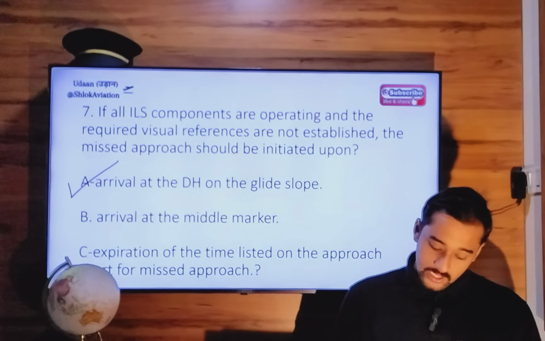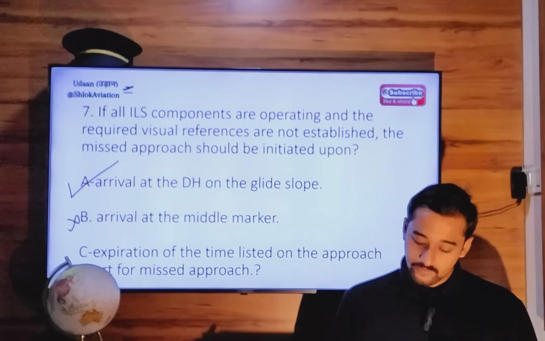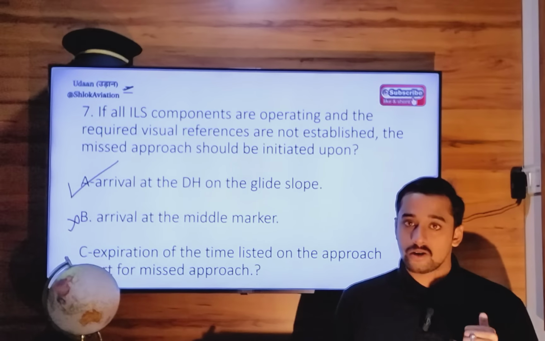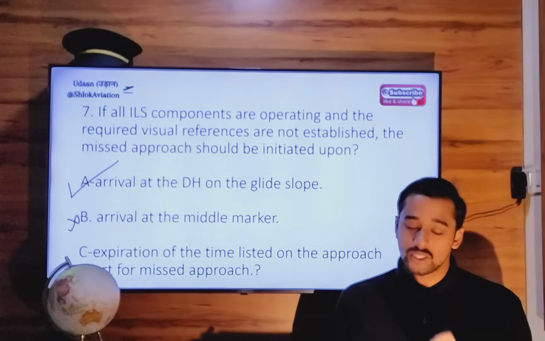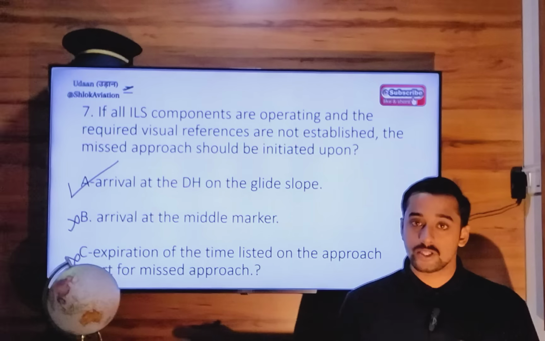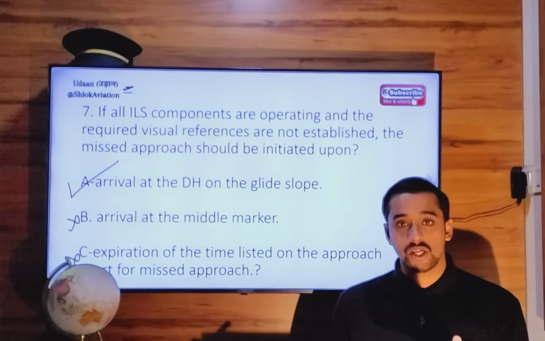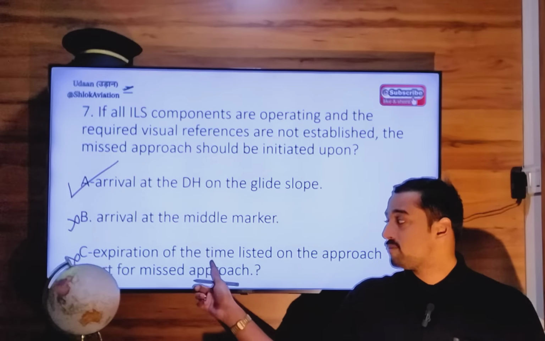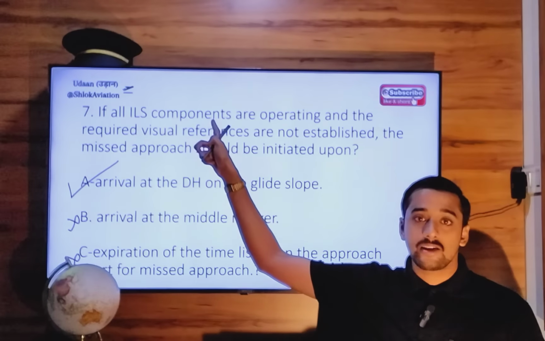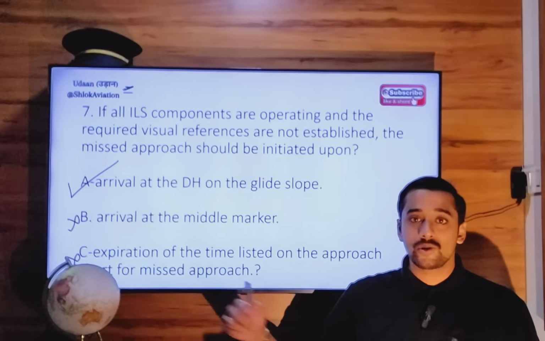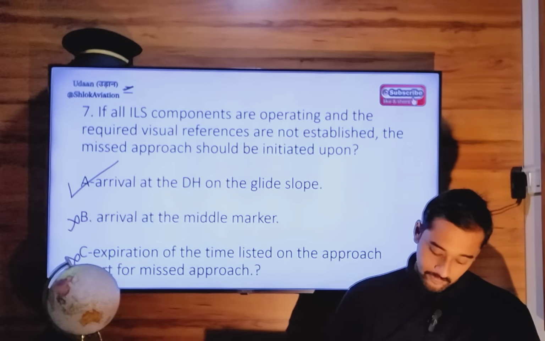So option Bravo is wrong. Arrival at the middle marker, that is not where always you find your decision height. Expiration of the time listed. Now, timed approaches are not ILS approaches. Whenever there is localizer approach, okay, such non-precision approach, you conduct a timed approach. But in case of ILS, here it's written all ILS components are working fine. So you will not execute a timed approach. So option C is therefore wrong.